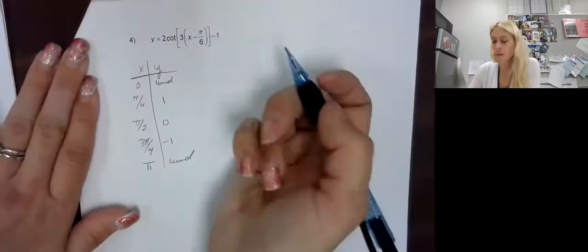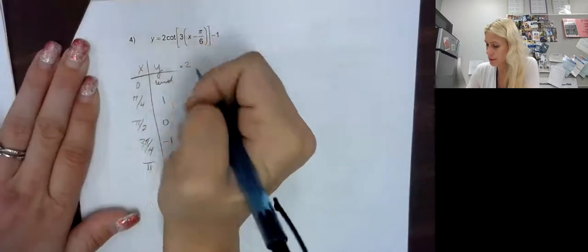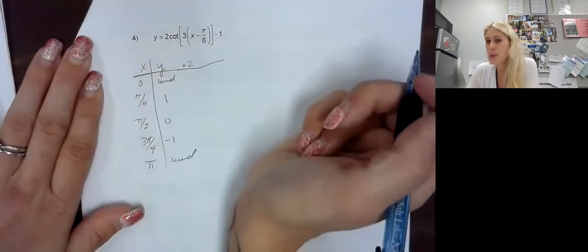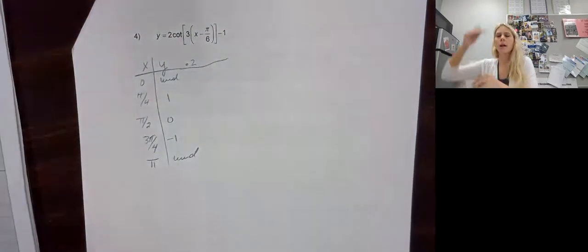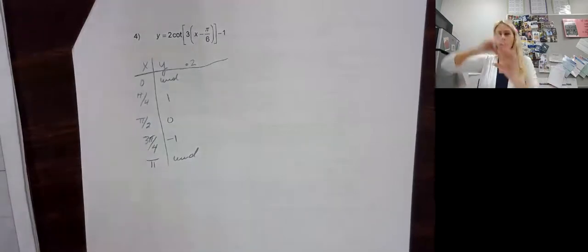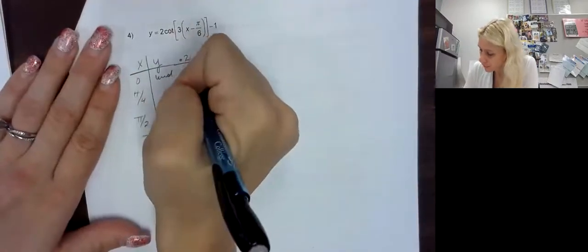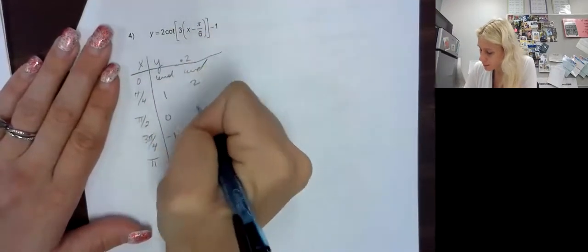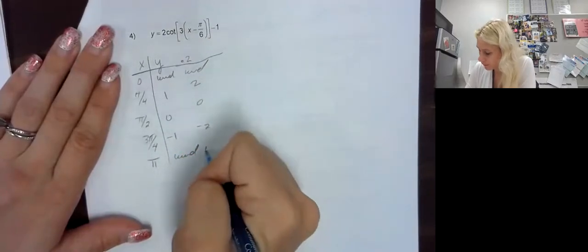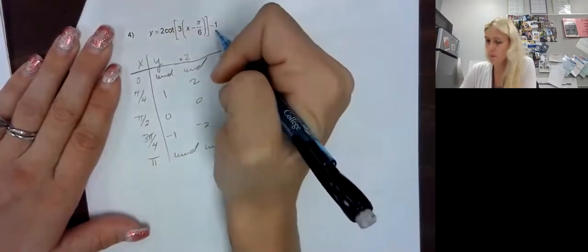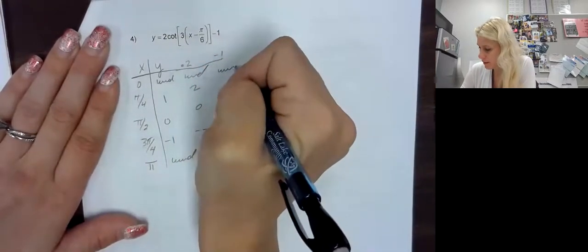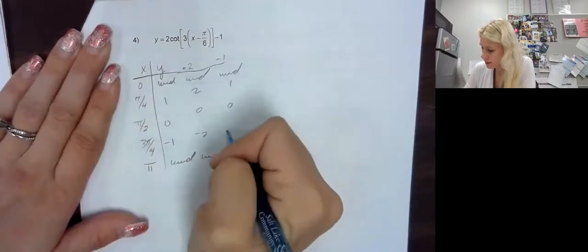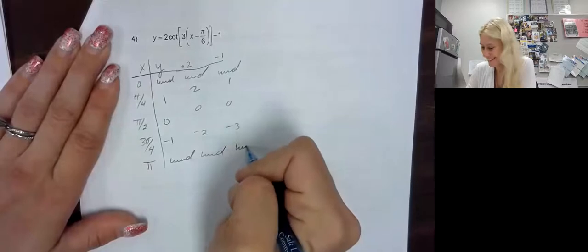Let's do our y step first, right? So we're going to multiply by 2 because there's that 2 up front. We don't call that an amplitude because tangent and cotangent, they don't have this hump that we can raise, right? It's just a vertical stretch. We're taking our function and we're stretching it out. So undefined, 2, 0, -2, undefined. And then, of course, we are moving this down a vertical shift by 1. So undefined, 1, 0, -3, undefined.